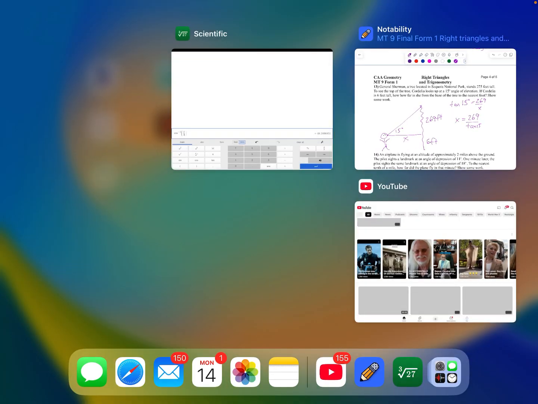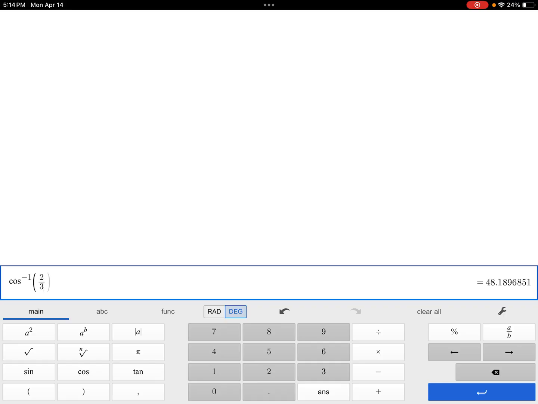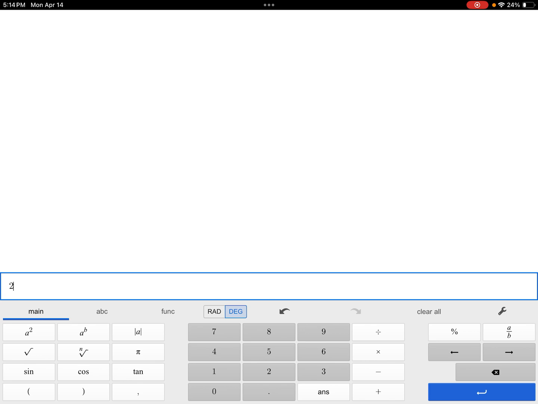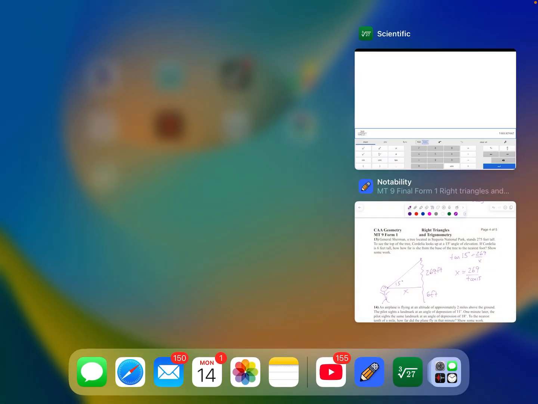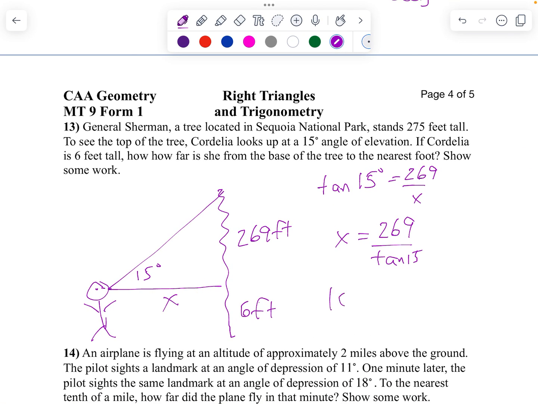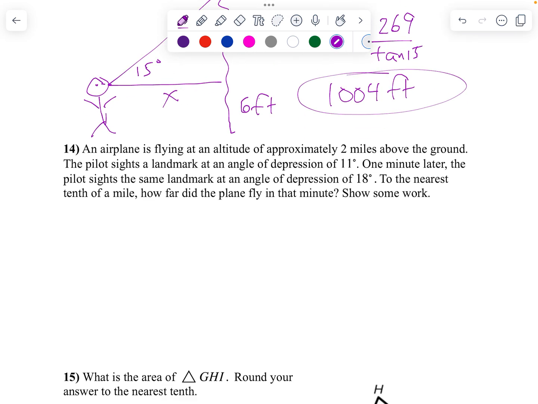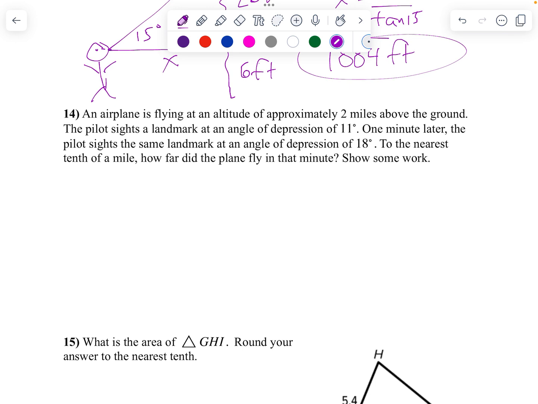So what we do on this problem is we take 269, and we divide that by the tangent of 15 degrees. And we get about 1,004 feet. You can see that from the calculator. And there's our answer for that one. Okay, question 14. I think this is probably the most complicated question on the test because we can't do it straight up.